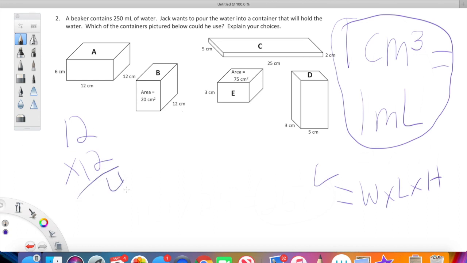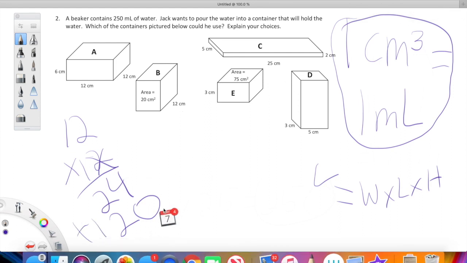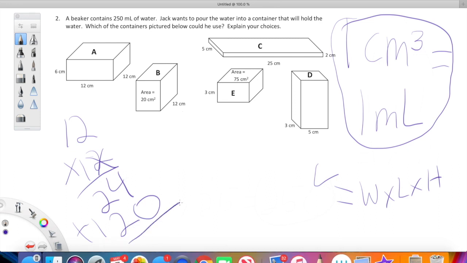2 times 2 is 4. 2 times 1 is 2. Cross off 2. Gotta drop a 0 because that's a 10. 1 times 2 is 2. 1 times 1 is 1, okay? So 4 plus 0 is 4. 2 plus 2 is 4. 1 plus 0 is 1. So that's 144. Then we have to do 144 times 6, because there's a 6 here.